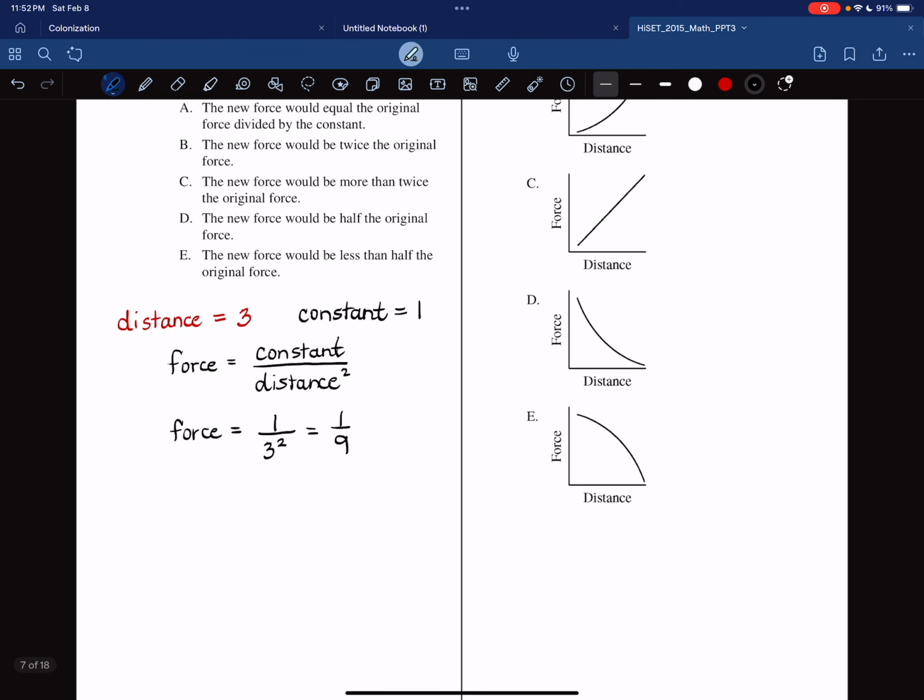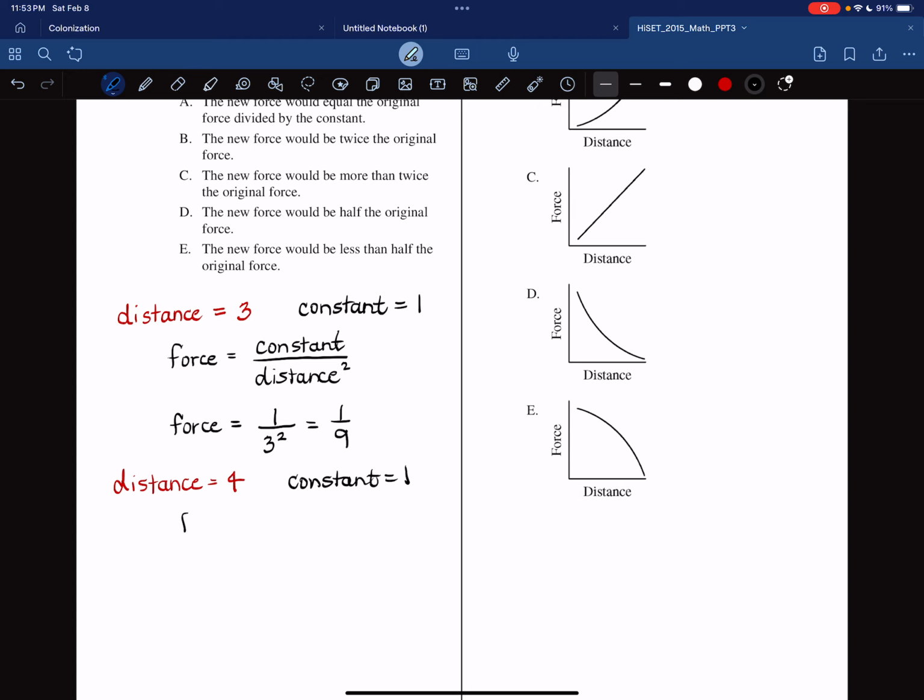So let's see what happens when I let distance be 4. And I'm just making up numbers. You could use any numbers in the world to do this. But remember, constant means it doesn't change, so we're going to keep it at a 1. We're going to hold that constant, but change the distance. So what's happening to our formula? We have force equals the constant 1 over 4 to the second, which would be 4 times 4, or 16.